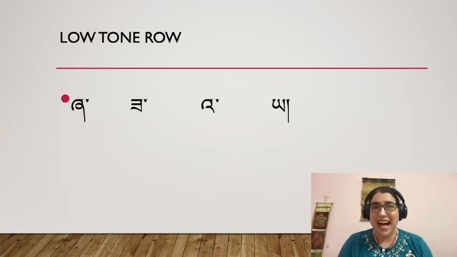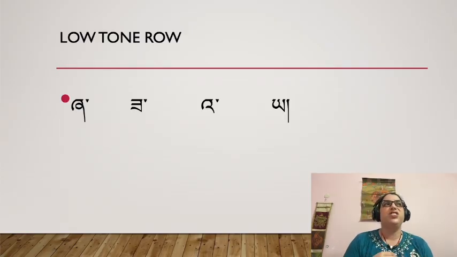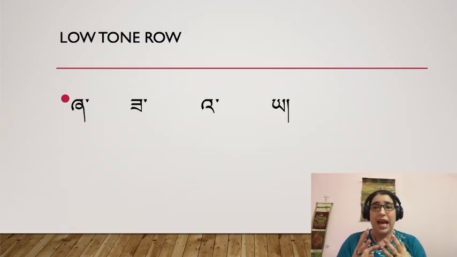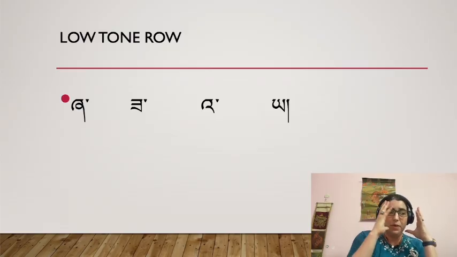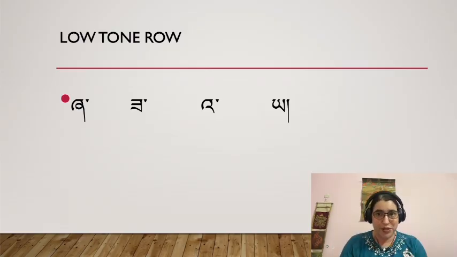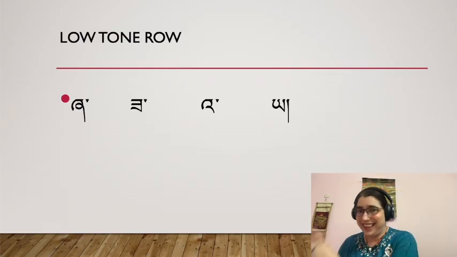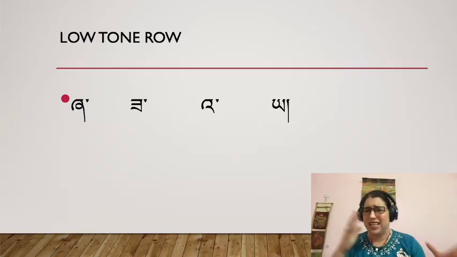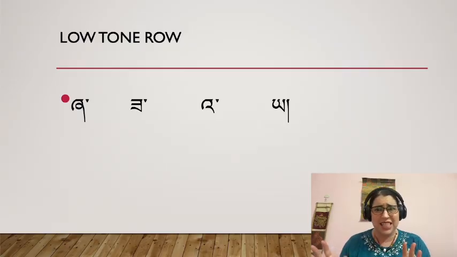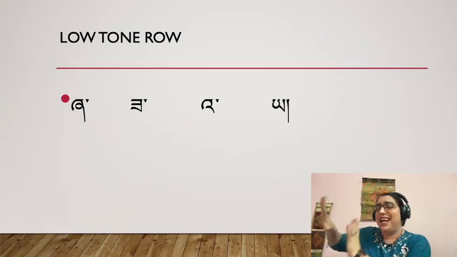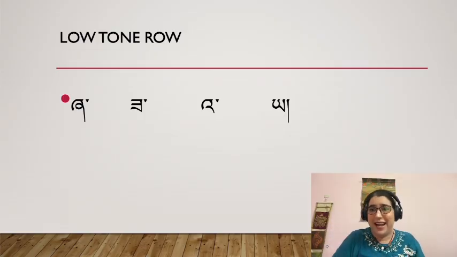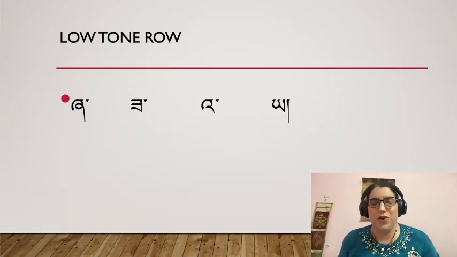Now let's get into the last 10 letters. The next row is an entirely low tone row. And what we see here are letters that just didn't quite fit in. Again, because the Tibetan writing was based on Sanskrit, but Tibetan is not an Indic language. So they had to find ways to work around to get all the sounds in there when Sanskrit had a different set of sounds than Tibetan had. So here's our low tone row.